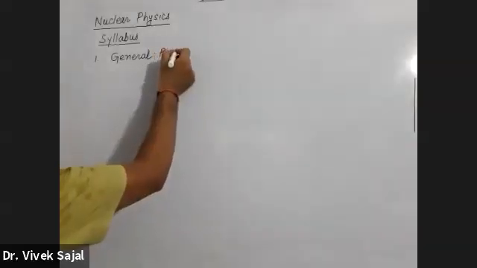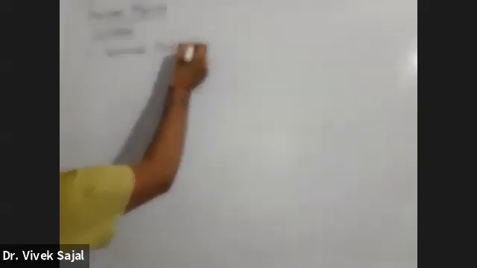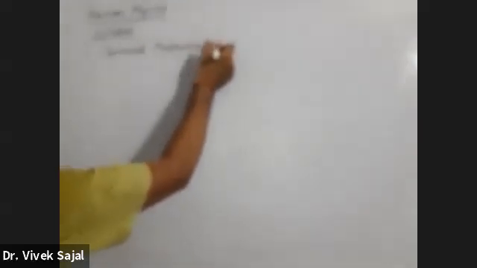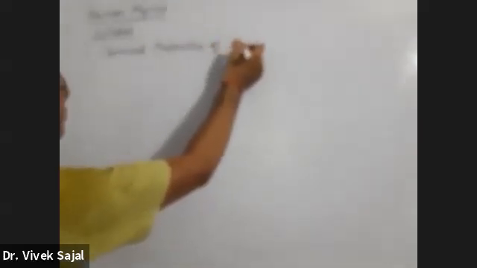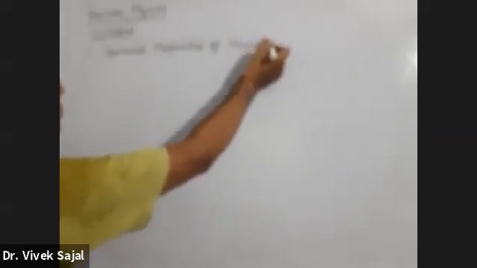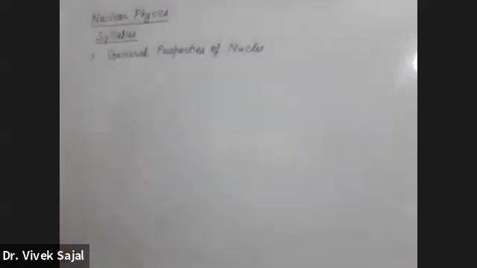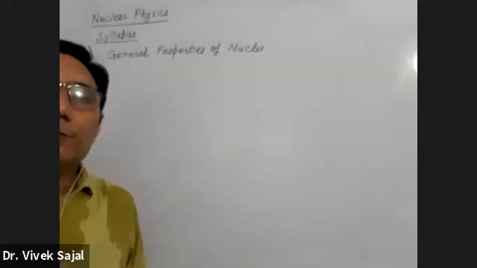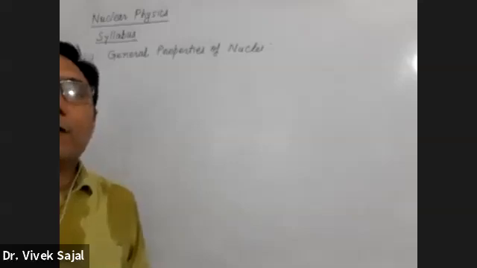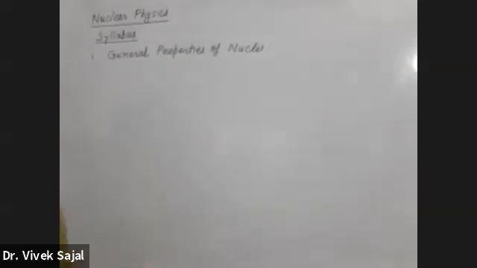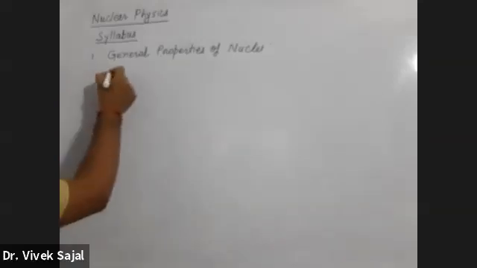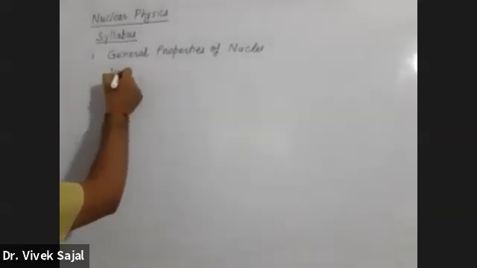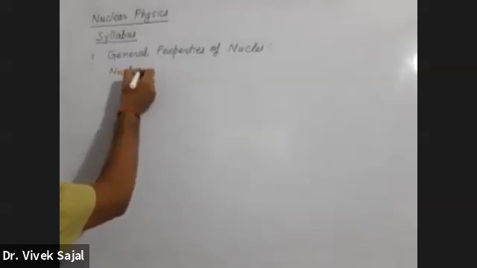General properties of nuclei. Actually, nuclei have different types of properties, like particle properties. They also have wave properties, and a few of their properties are related to quantum properties. So we will discuss all these properties one by one. We will start with nuclear radius.